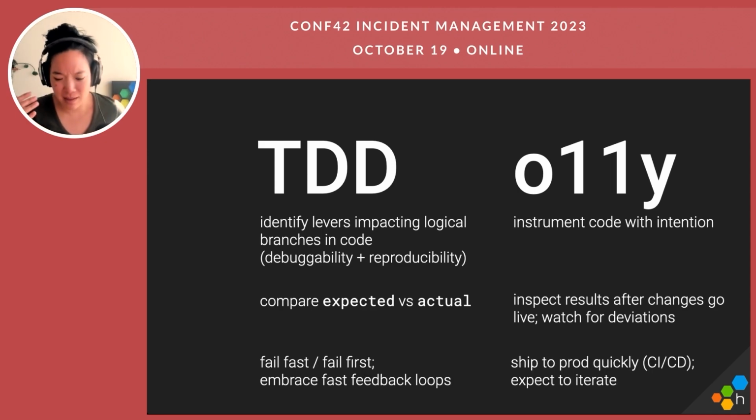When you're writing tests, especially if you're practicing real TDD, I know not everyone does, you're embracing these fast fail loops, fast feedback loops. You are expecting to act on the output of these feedback loops to make your code better. And that's all observability is about. It's shipping to production quickly through your CI/CD pipeline or through feature flags, and then expecting to iterate even on code that you think is shipped.